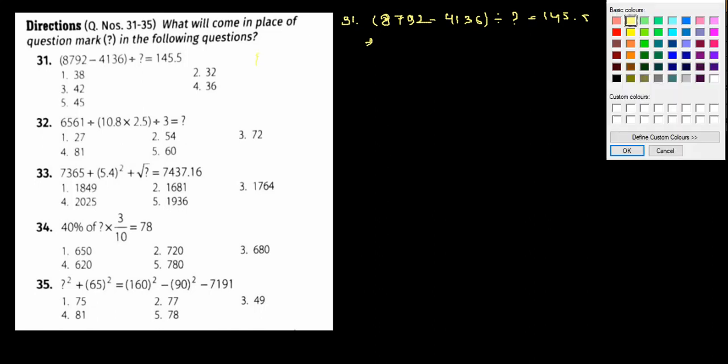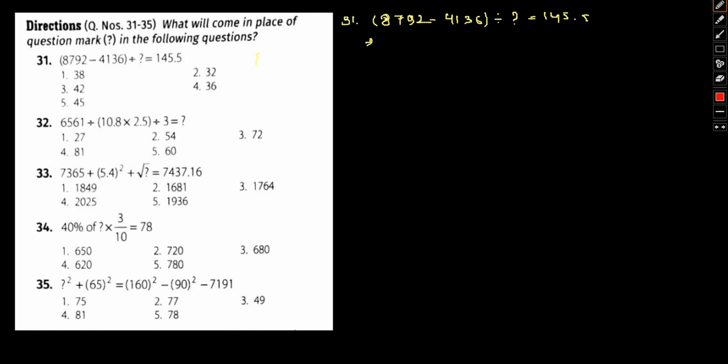okay, let me write it here, we'll follow simply this rule, BODMAS. So start with bracket, then division, multiplication, addition and subtraction. Okay, so we'll follow this particular order. Here if we first solve the bracket, then what we have is 4656 by question mark equal to 145.5. So therefore question mark will be simply given by, if we cross multiply, 4656 by 145.5, that is 32.